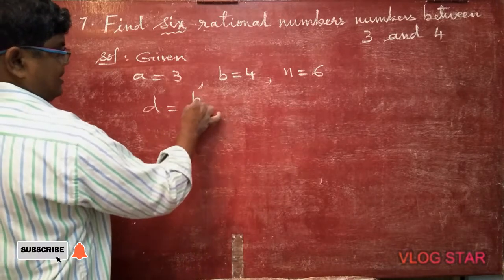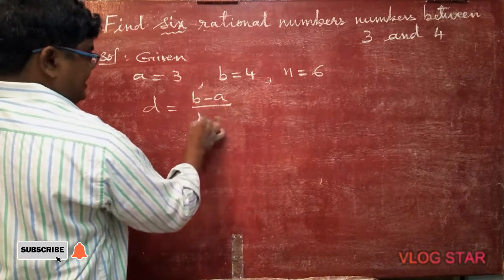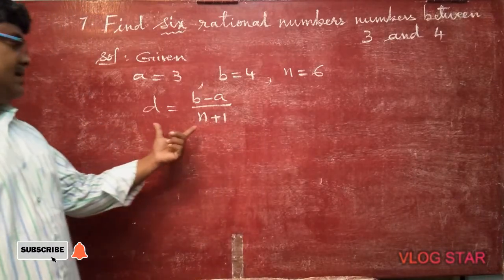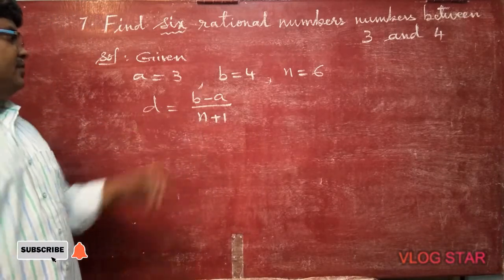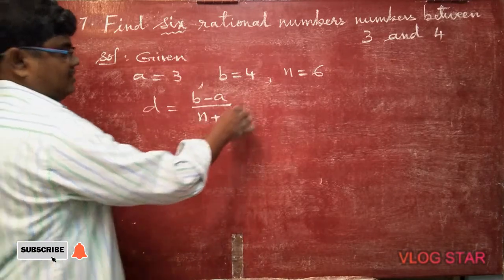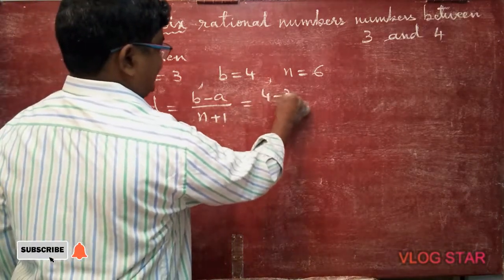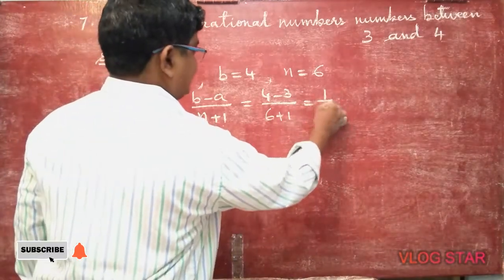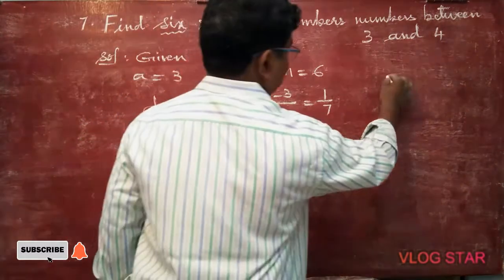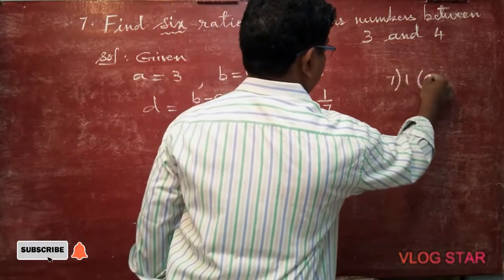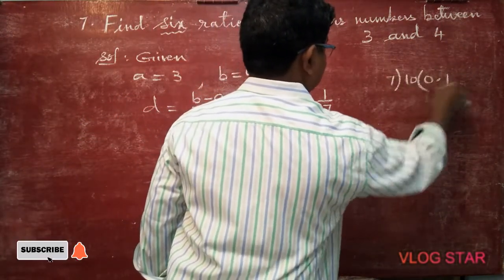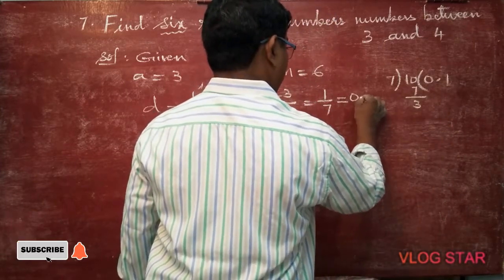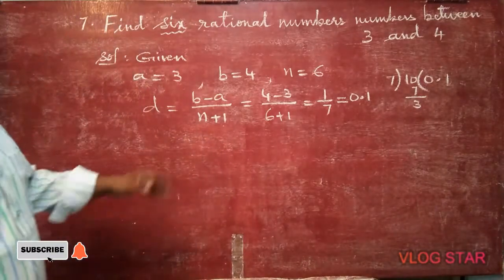What is the formula? D is equal to B minus A by N plus 1. This formula comes in the progressions chapter. Next year in 10th class you can learn. D is equal to B minus A by N plus 1, 4 minus 3 by 6 plus 1, that is 1 by 7. 1 by 7, how much do you know? You are going to divide. 0.7 ones are 7, 3 remaining. So 1 decimal is enough, 0.1. Are you able to follow?